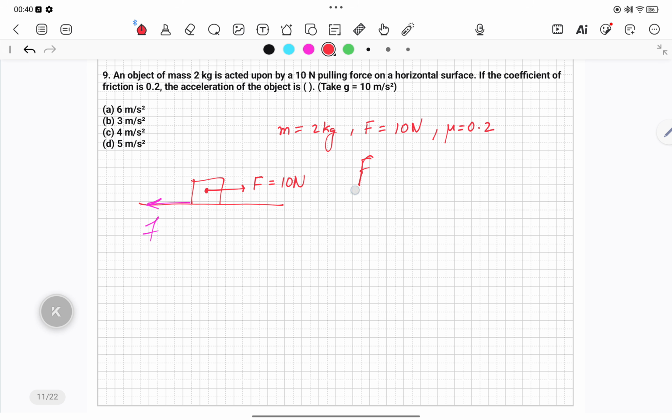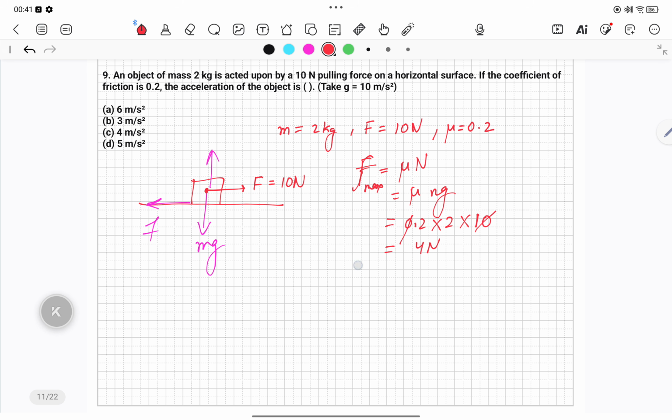The maximum friction force is equal to mu times N. So we can put N equal to mg because the normal reaction and the downward force, that is the gravitational force, these two forces are equal. Now we will put the value of mu. This is given as 0.2, mass is given as 2 and g is 10. So this will become 4 Newton.